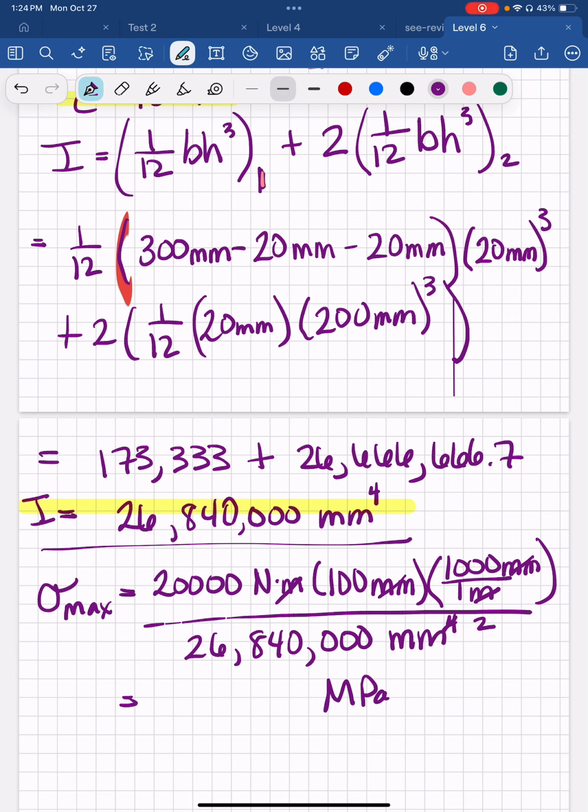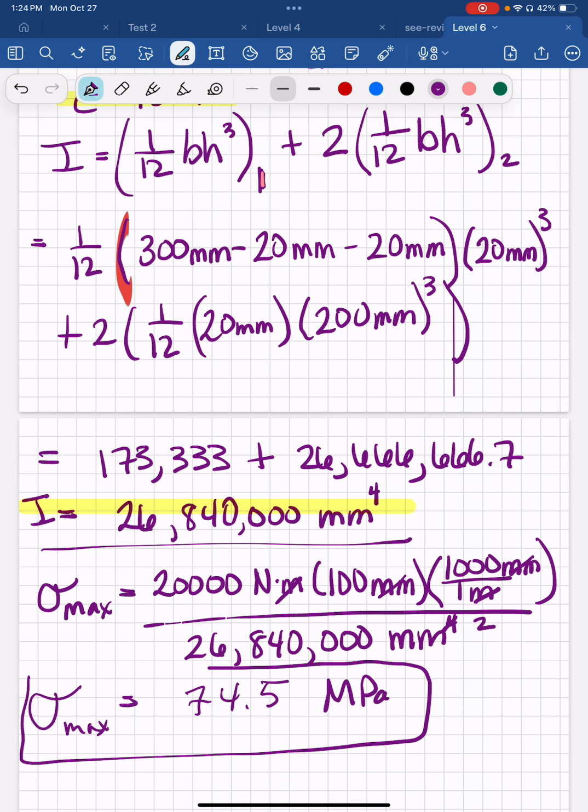And we just calculate that out. And we get 74.5, let me check my settings again, 74.5 megapascals. And that's it.